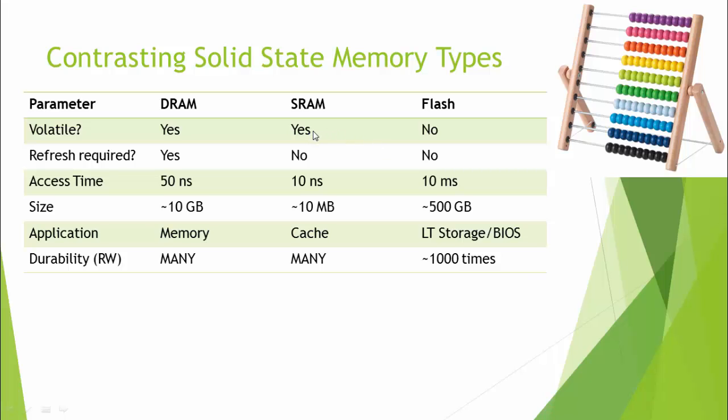Static RAM is also volatile. It has to be under power to retain bits. It, on the other hand, does not need to be refreshed. Its access time is about 5 times as fast as dynamic RAM, but it's much more complicated and expensive, so we typically have much less of it. Its application is as the cache in the CPU. And again, it will outlast probably the technology that you're using in your CPU.